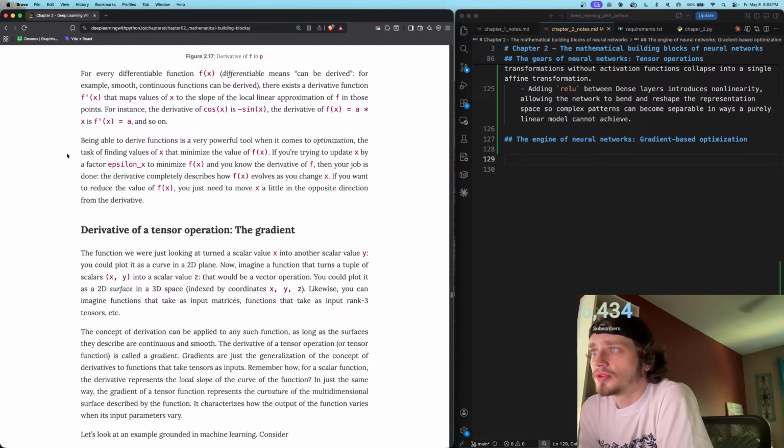The derivative completely describes how f of x evolves as you change x. If you want to reduce the value of f of x, you just need to move x a little in the opposite direction from the derivative.